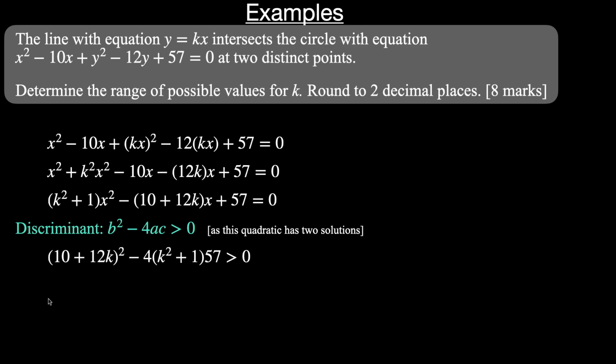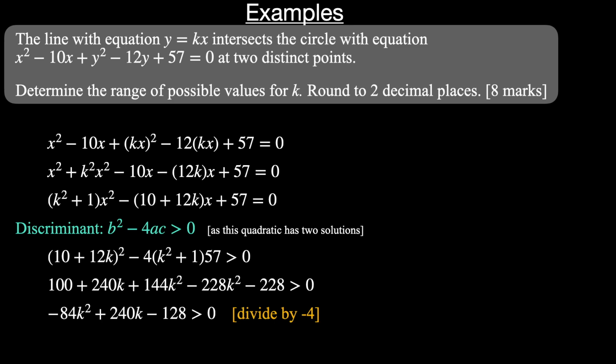So expanding out the first set of brackets, we get 100 plus 240K plus 144K squared. And then 4 times 57 is 228. So this is going to be negative 228 multiplied by K squared, subtract 228. So these two terms are from this set of brackets here. And all of this is greater than 0. Let's simplify. So 144K squared, take 228K squared, that is negative 84K squared. Then we just have 240K, and 100 take 228 is negative 128, and this is all greater than 0.